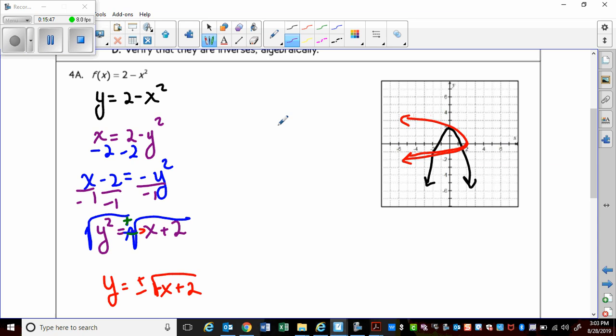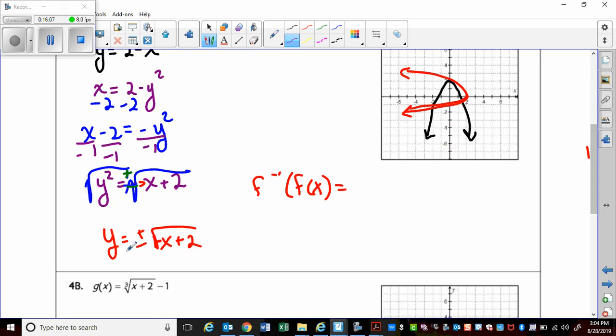They want us to verify that they are inverses algebraically. Now this is really important. Remember, if they are inverses, then the inverse of f of x will give us x. So I'm going to substitute the original one into the inverse. This is my inverse: plus or minus the square root of negative x plus 2, or you can put 2 minus x, that's fine.